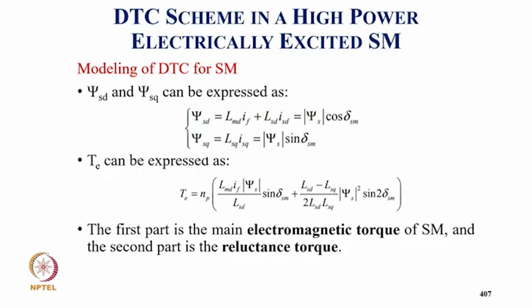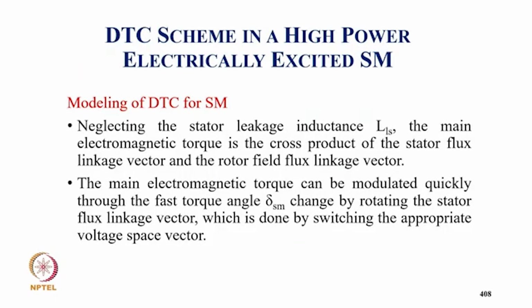and psi SQ equal to LSQ ISQ, that is psi S into sin delta, and the torque is expressed as T equal to NP in bracket LM IF psi S upon LSD sin delta plus LSD minus LSQ upon 2 LSD LSQ psi S square sin 2 delta. The first part is the electromagnetic torque of the synchronous motor, and the second part is the reluctance torque.